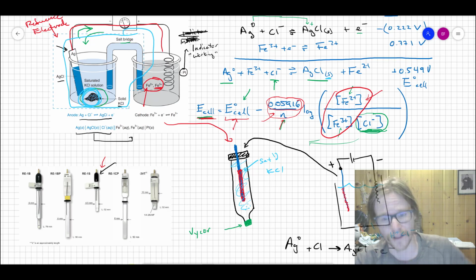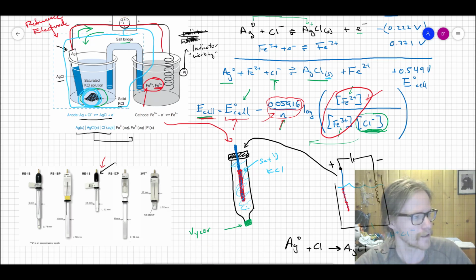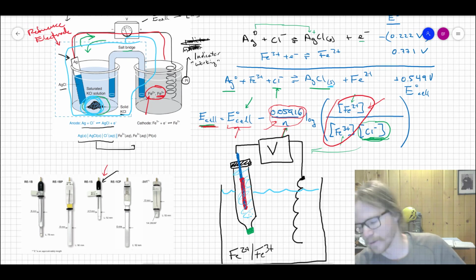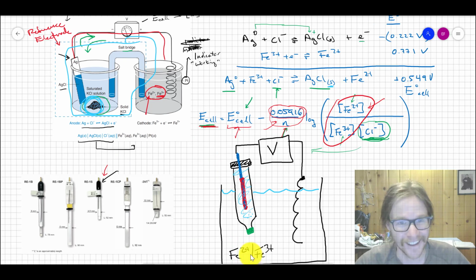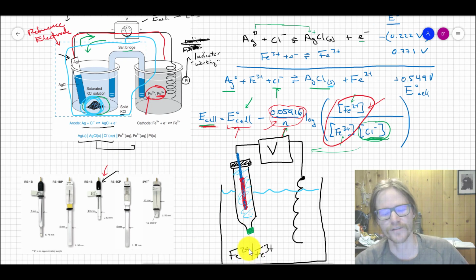So now what do you do with it? Well, let me erase something really quick. So now you just pop it into a beaker with your unknown. It could be iron 2, it could be anything, some other redox active species, and you couple that with that original indicator or working electrode.